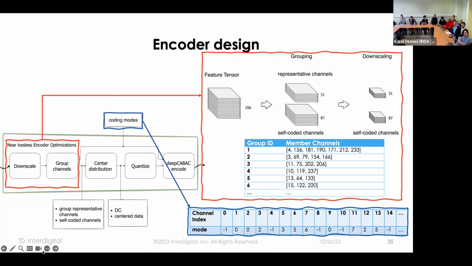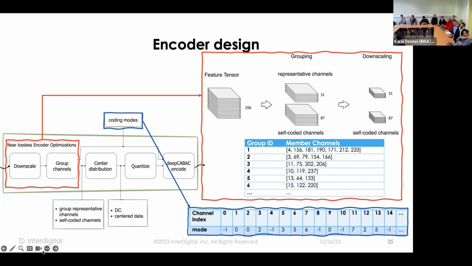Let's say we have 31 groups. That means we transmit 31 representative channels. But some of the others are either very unique or belong to small groups, and it makes sense to transmit them. We call them self-coded, and in that case, we transmit them. And then we also have a very sparse rate distortion optimization that decides whether we can perform downscaling or not.